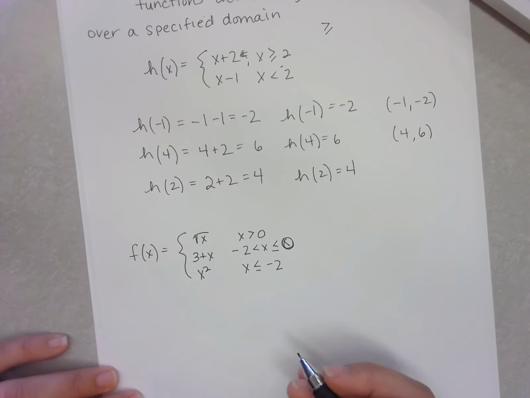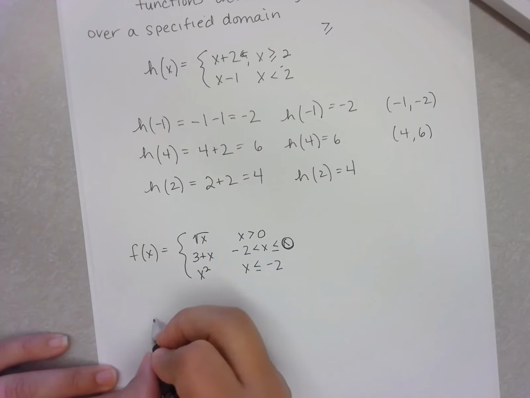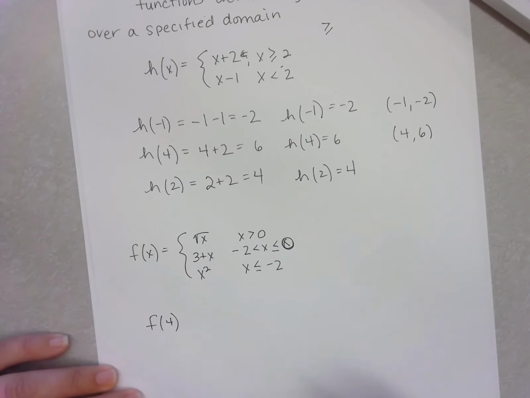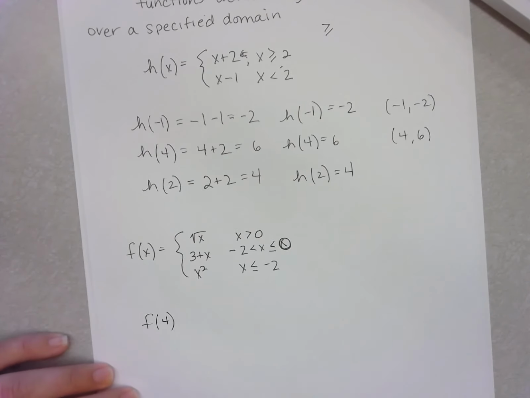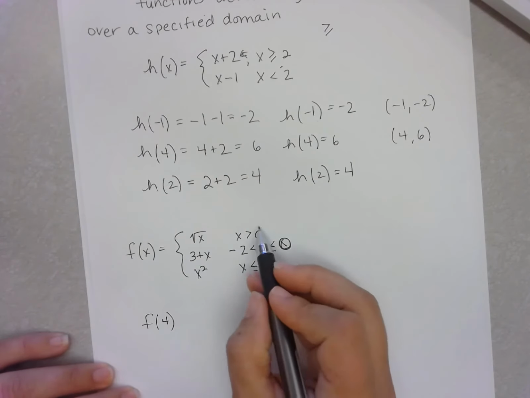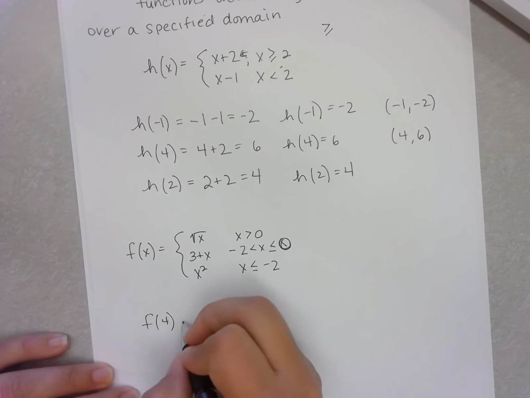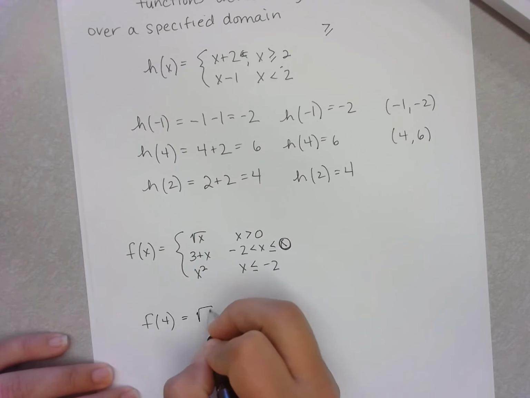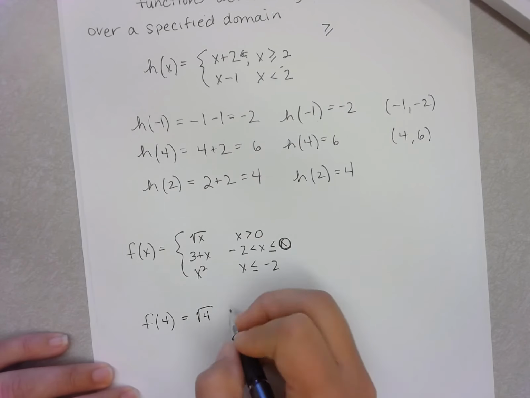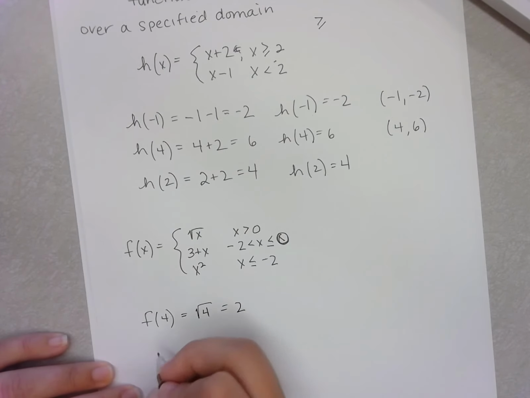So let's evaluate some points here. So let's look at f of 4. The hardest part here is just making sure that we're putting it in the right place. So 4 falls into, right, greater than 0. 4 is bigger than 0. So I'm going to plug my 4 into this piece, which gives me 2. All right?